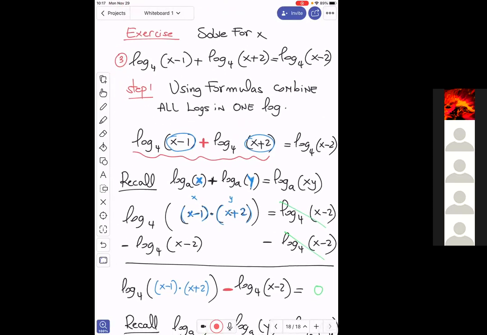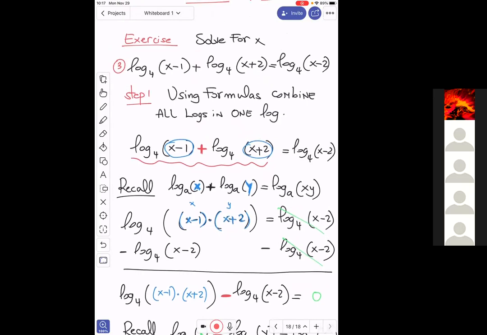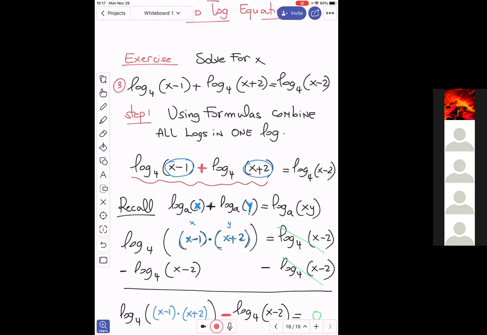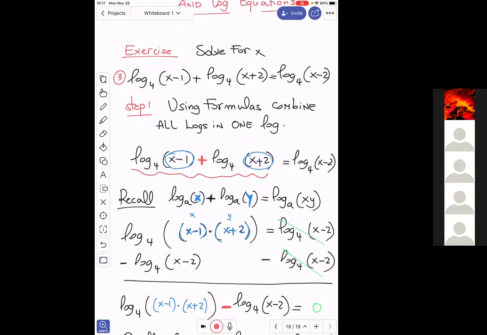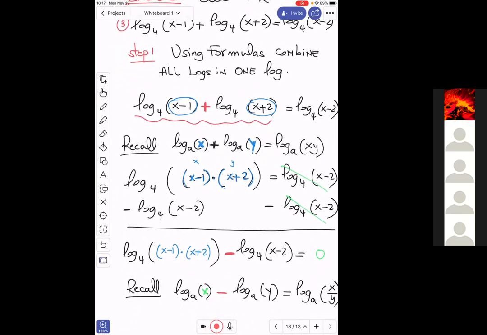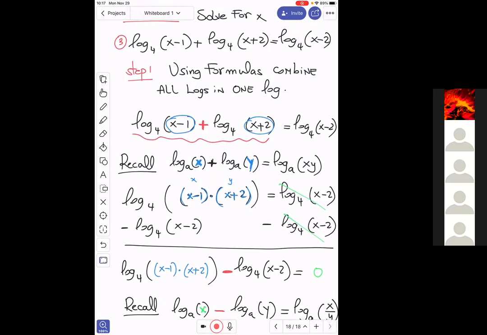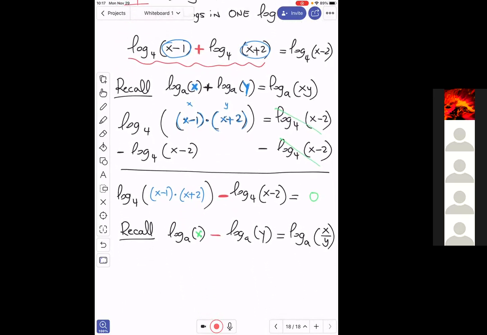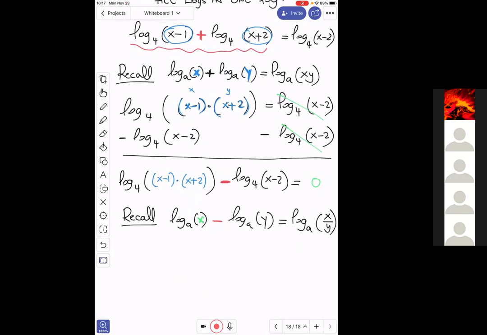So I'm probably going to go up here, just to show you the exercise. We have log of x plus 1 plus log of x plus 2, which is equal to log of x minus 2. We combine the first two logs on the left side into just one log, and then we move the log on the right side to the left side.